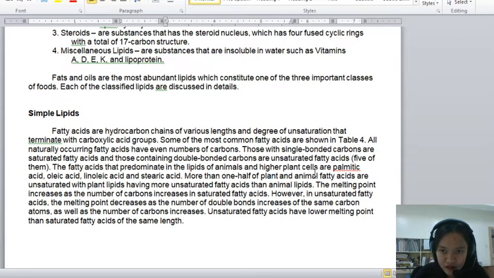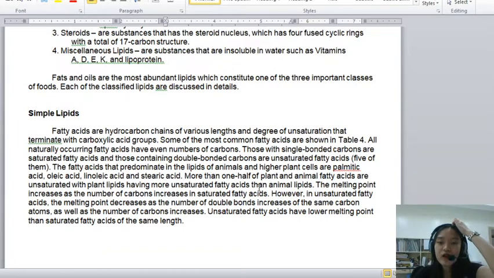Okay, the fatty acids that predominate in the lipids of animals and higher plant cells are palmitic acid, oleic acid, linoleic acid, and stearic acid. So when you say predominate, that means ito yung stronger component. Ano? So this is the main element of the structure. Main elements of these fatty acids that are found in the lipids of animals and higher plants: yung palmitic acid, oleic, linoleic, and stearic acid.